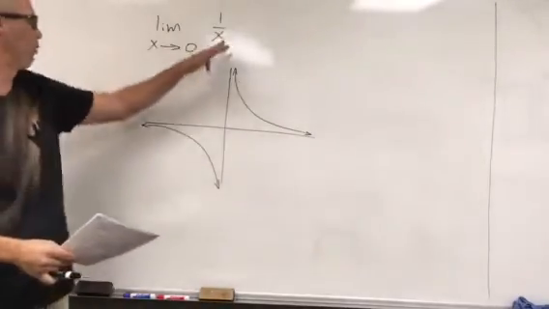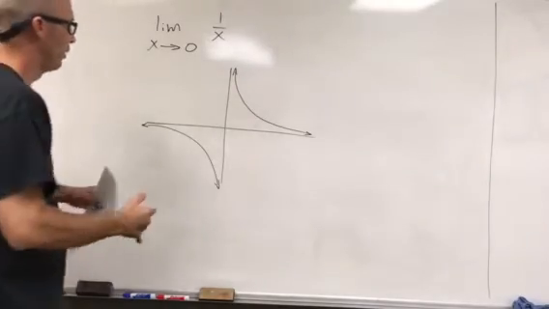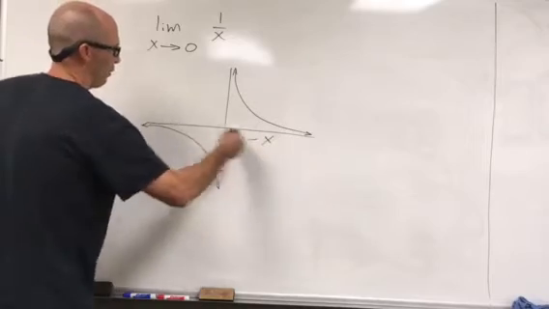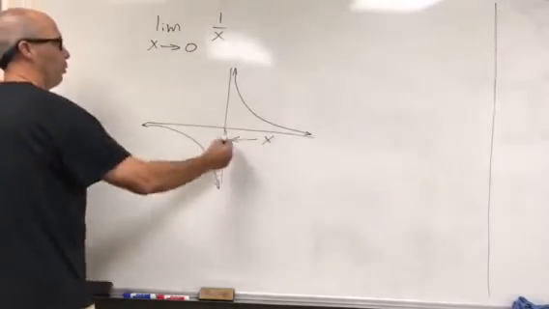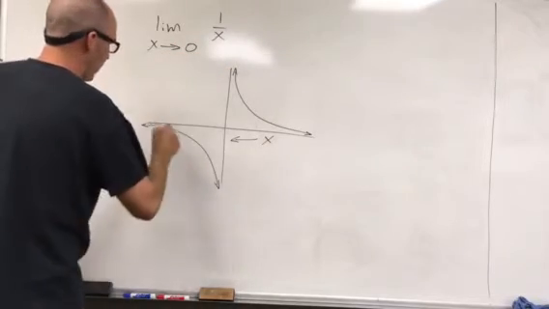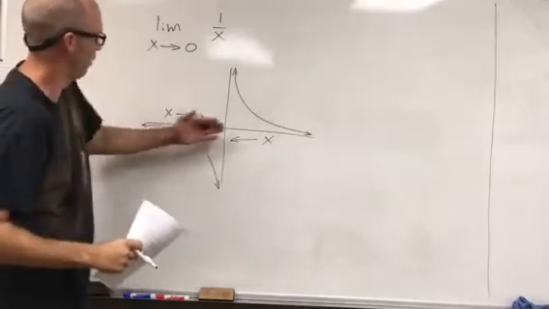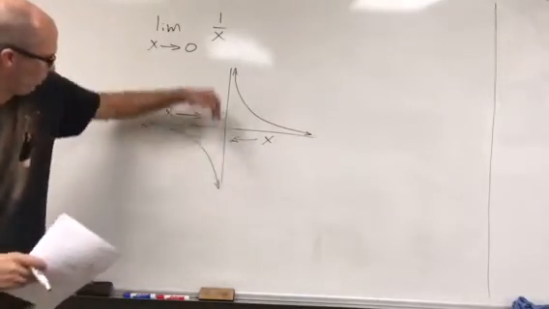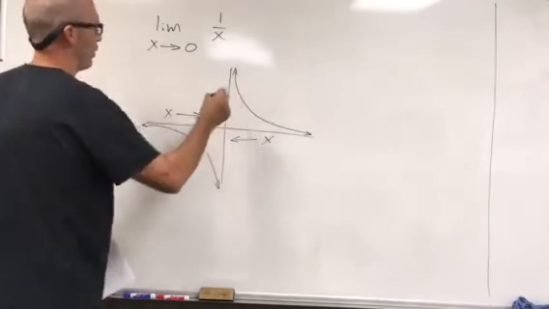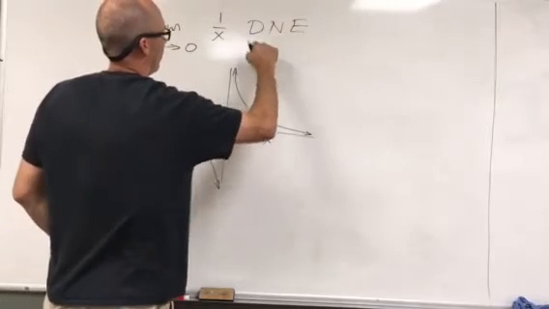So here's the graph of 1 over x. f of x equals 1 over x. Okay, you can see that as x approaches 0 from the right, we get large without bound, positive infinity. You can see that as x approaches 0 from the left, we get small without bound, negative infinity. So they don't agree, so this does not exist.